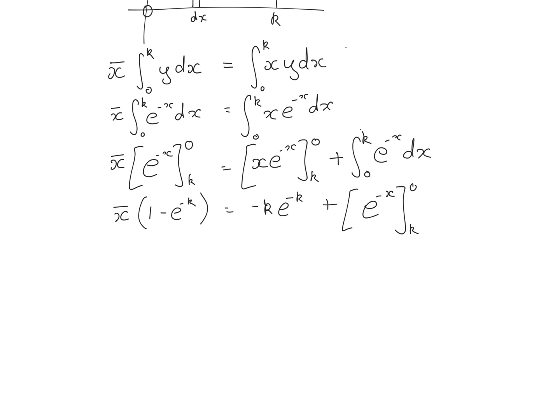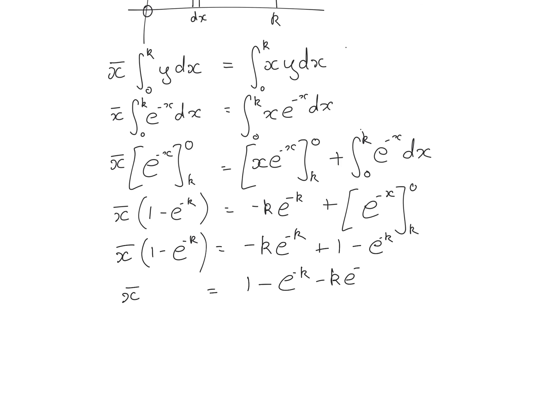Okay, this is just x bar times 1 minus e to the minus k equals minus k e to the minus k plus 0 in is 1 minus e to the minus k. X bar equals, start with a positive, 1 minus e to the minus k minus k e to the minus k, all over 1 minus e to the minus k. And it doesn't ask me to simplify, so I am not going to spend any time simplifying that.